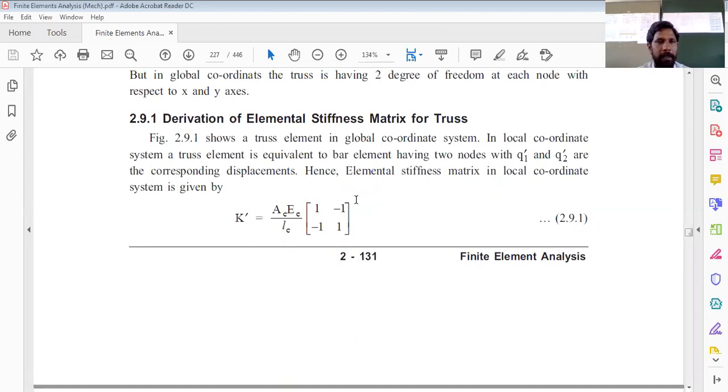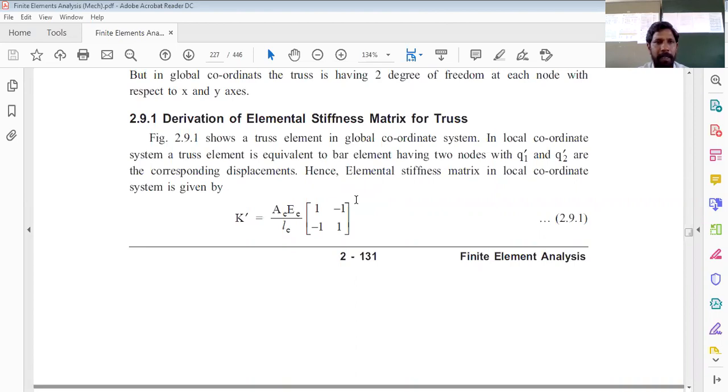It is a structural member consisting of n number of link elements connected together in order to form a structural element. So in general, in local coordinate system, a truss is equivalent to a bar element. But in global coordinate system, a truss consists of two nodes, with two degrees of freedom at each node.